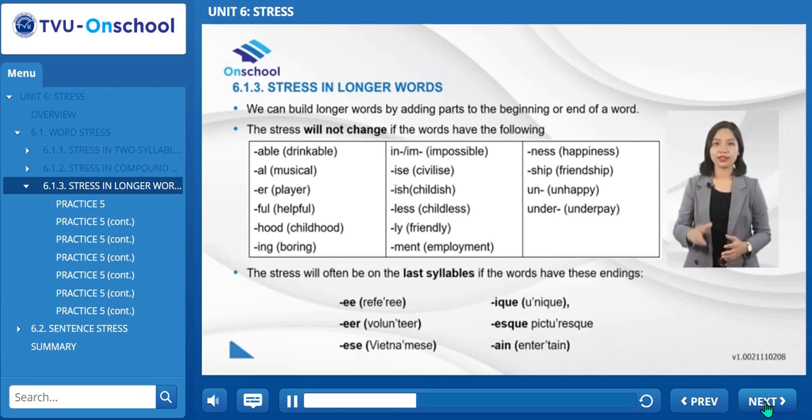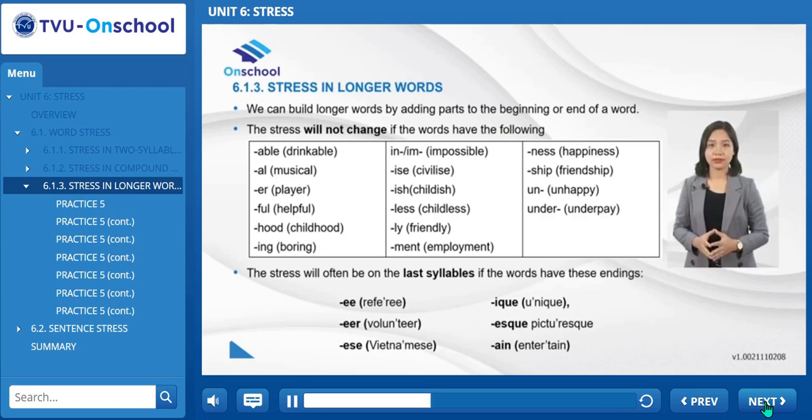Rule number 2. The stress will often be on the last syllable if the words have these endings. Double E, like in referee, or double E R, like in volunteer. E S E, as in Vietnamese.